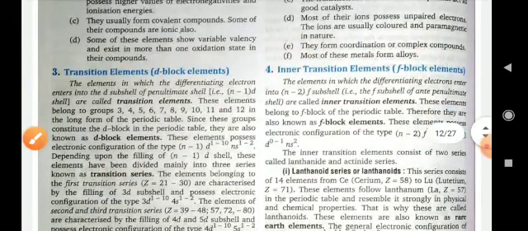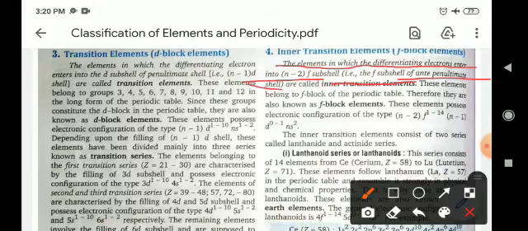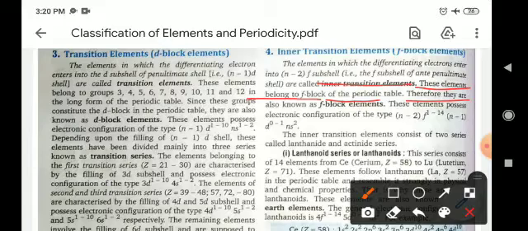Number 4, inner transition elements. The inner transition elements are the elements in which the differentiating electron enters into the (n-2) subshell, that is the subshell of the antepenultimate shell. Okay, these elements belong to the f block of the periodic table, therefore they are known as the f block elements, and these elements possess the electronic configuration of the type (n-2)f 1 to 14 (n-1)d 0 to 1 ns2.